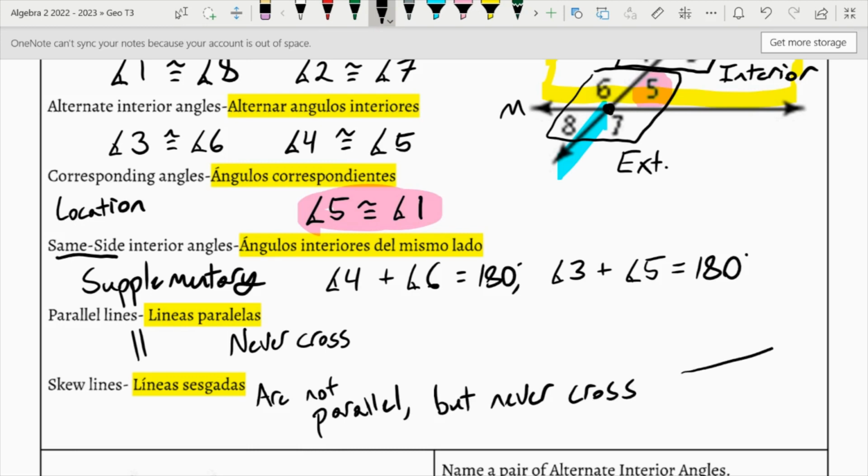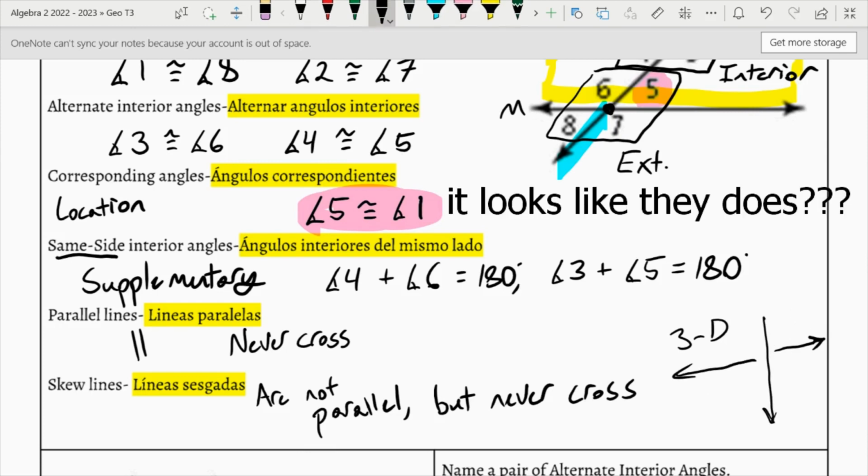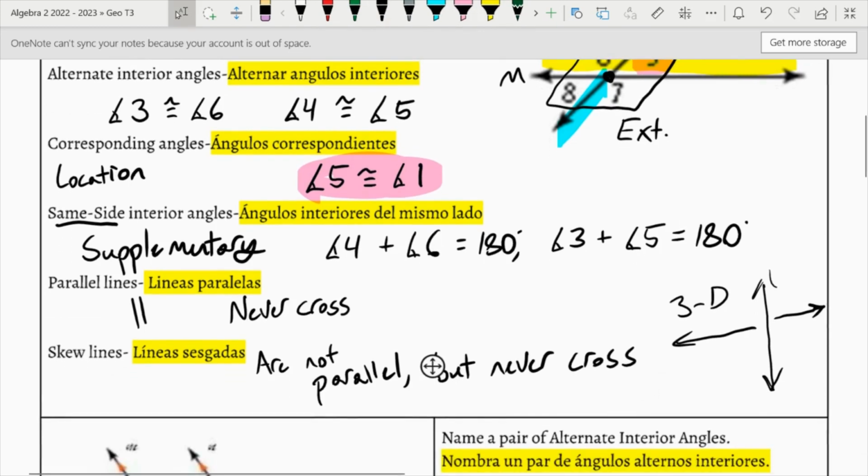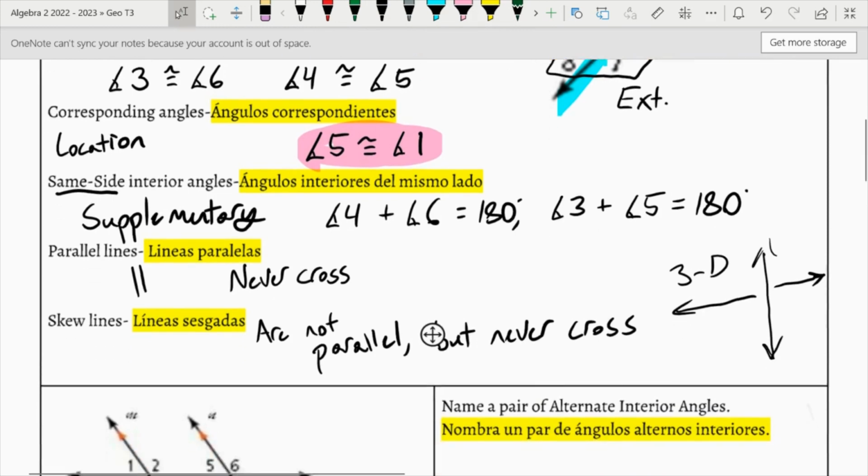If you have, in 3 dimensions, so this is in 3D, if you have 2 lines and one of them is behind the other, you can have a situation where they never cross, but it looks like they do if you only look in 2 dimensions. But in 3D, we know that one of them could be behind and one of them could be in front. So this is just a very specific vocab word. So skew lines are not parallel, but they never cross.